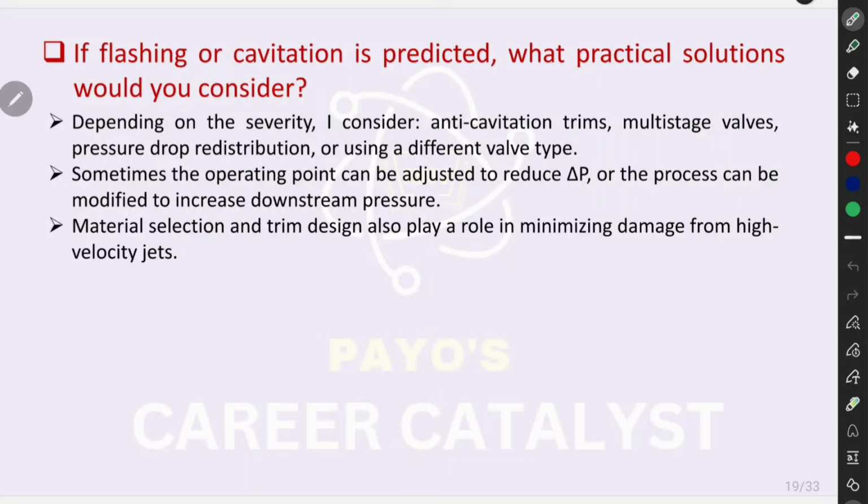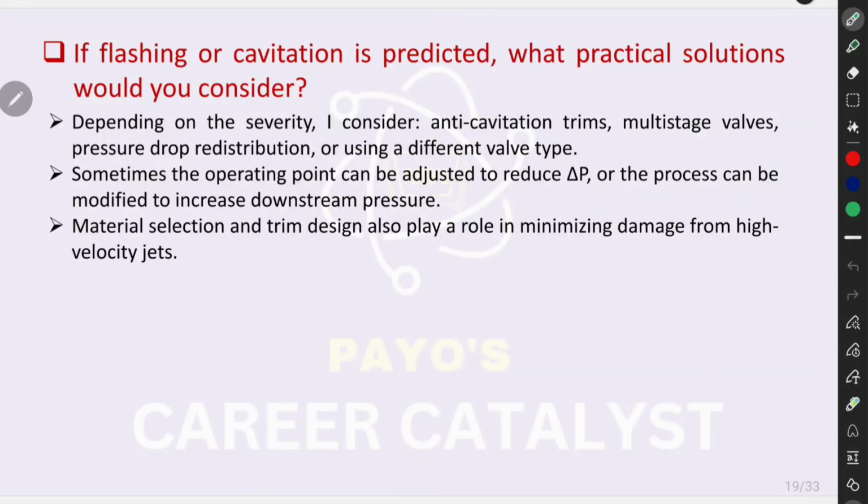If flashing or cavitation is predicted, what practical solutions would you consider? Depending on the severity, I consider anti-cavitation trims, multi-stage valves, pressure drop redistribution, or using a different valve type.